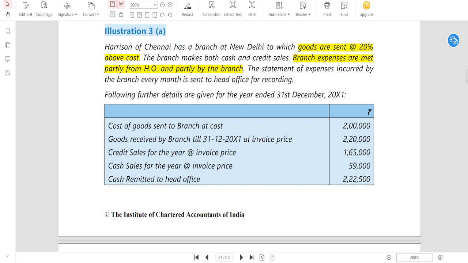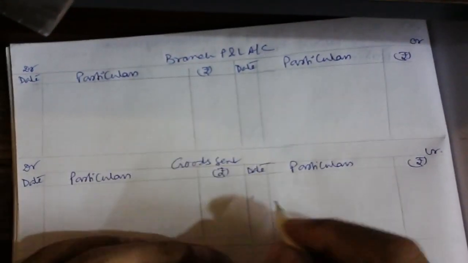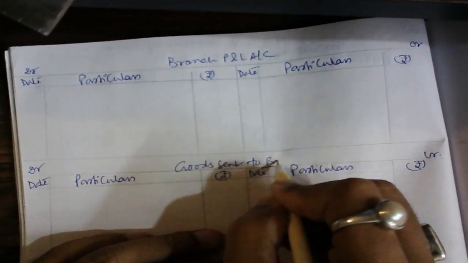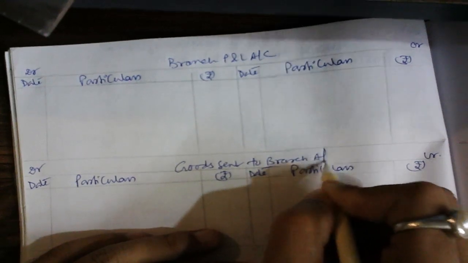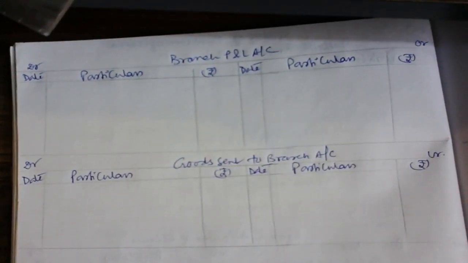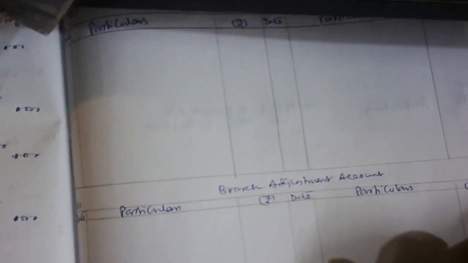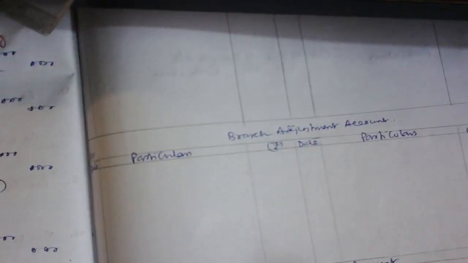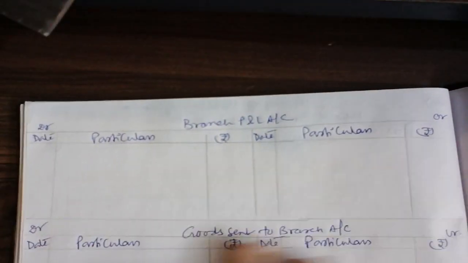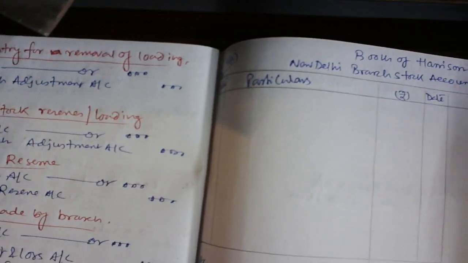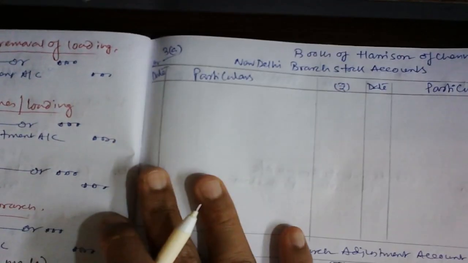Guys, done. हाँ चलिए देखिए फॉर्मेट हो गया सारे. So branch P&L, goods sent to branch, everything done. Here New Delhi branch stock account, branch adjustment account, and then branch debtor account. That is what the branch debtor account we have prepared already, and then branch cash account, and then branch P&L and goods sent to the branch. So all the formatting has been done, clear cut.